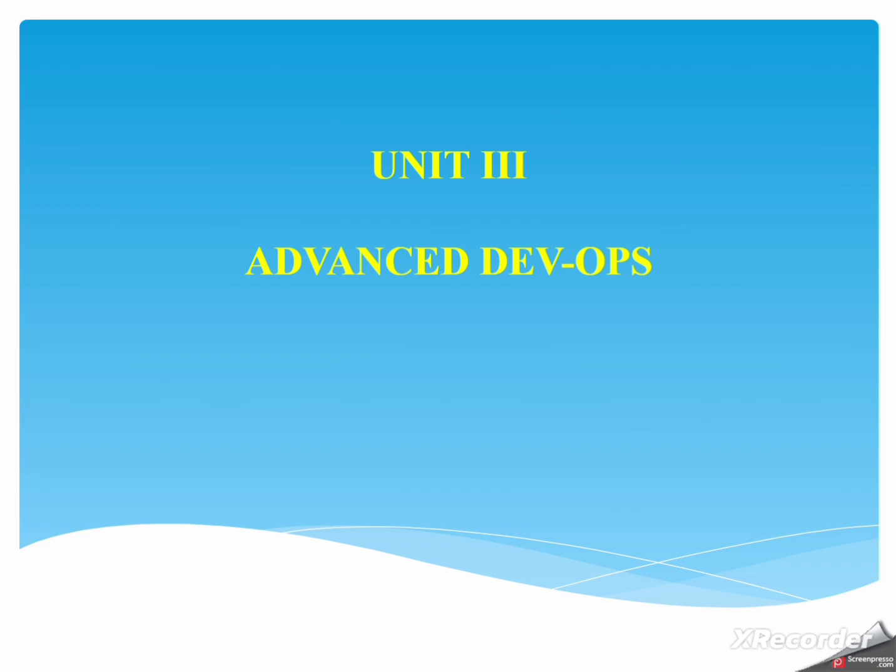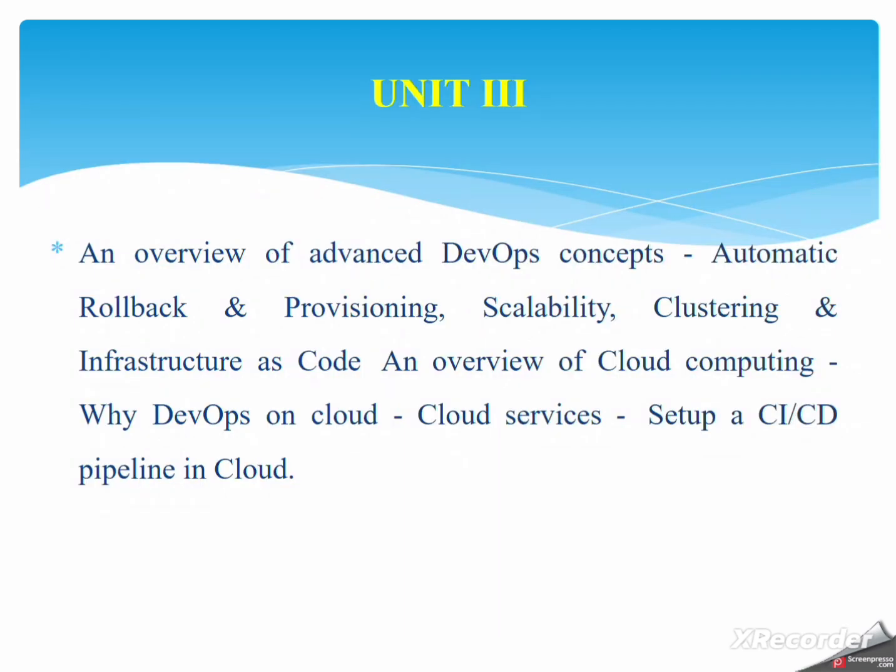We'll break our study into 5 pillars: automatic rollback, clustering, automatic provisioning, infrastructure as code, and scalability. Then we will look at how to build these using cloud services and Jenkins. These 5 concepts, rollback, clustering, provisioning, IAC, and scalability, are what differentiate a startup project from a global enterprise system. They ensure that the software is not just functional but resilient.